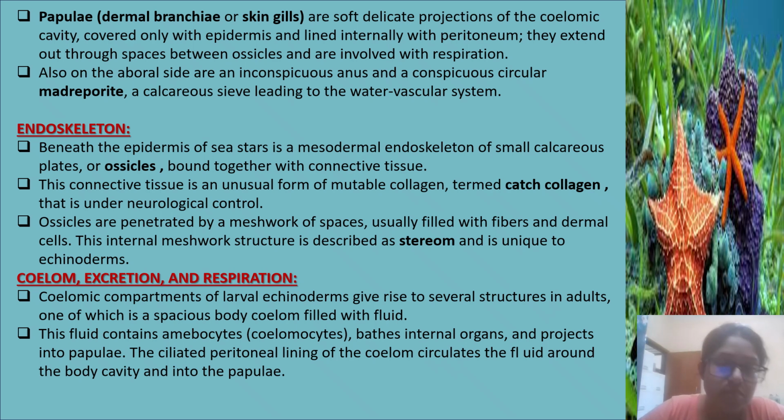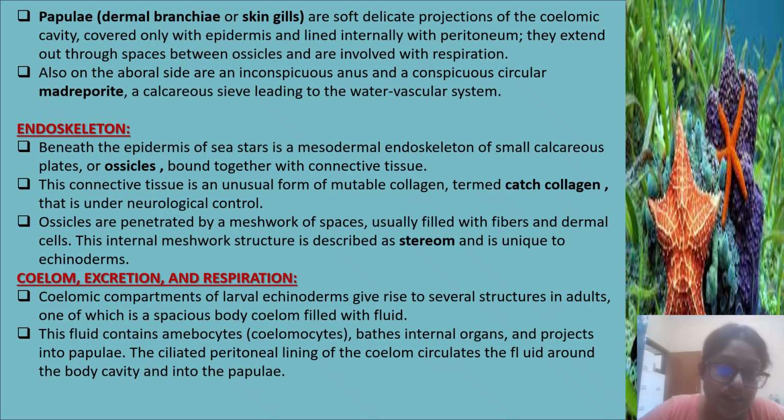Next, endoskeleton. Beneath the epidermis of sea stars is a mesodermal endoskeleton of small calcareous plates or ossicles found together with connective tissue. This connective tissue is an unusual form of mutable collagen termed catch collagen that is under neurological control. Ossicles are penetrated by a meshwork of spaces usually filled with fibers and dermal cells. This internal meshwork structure is described as stereome and is unique to echinoderms.